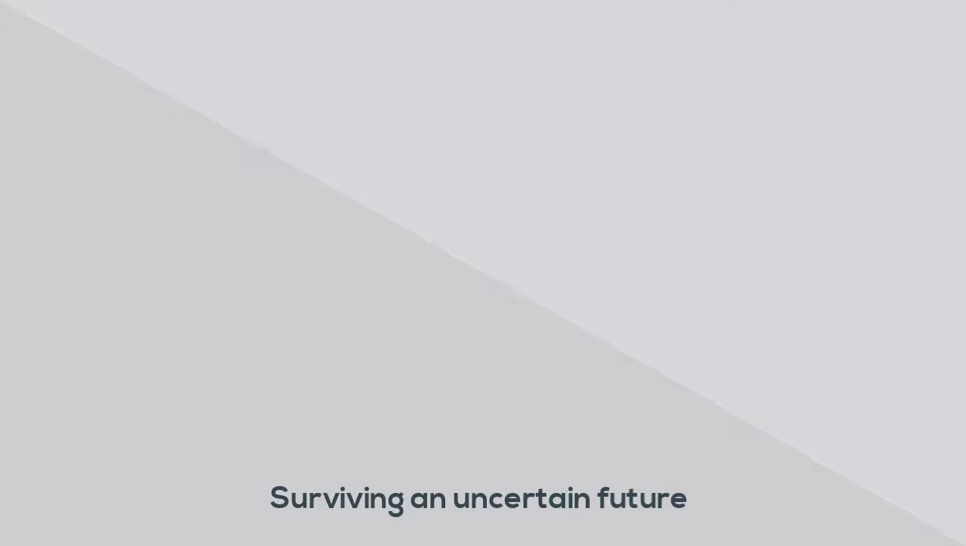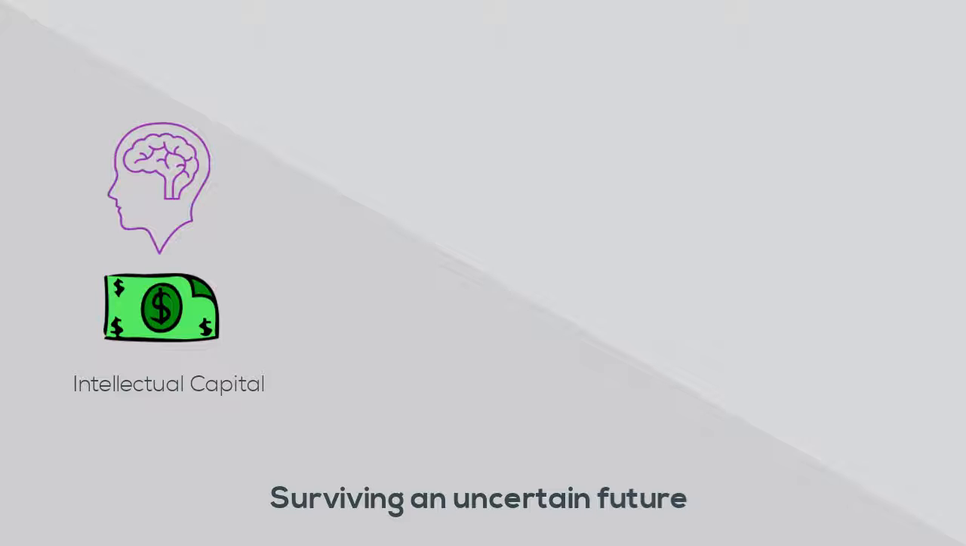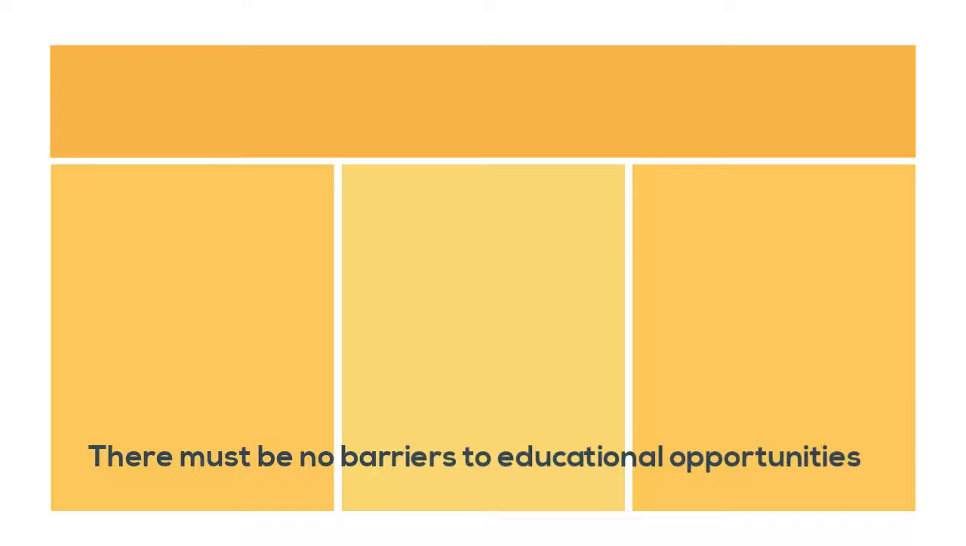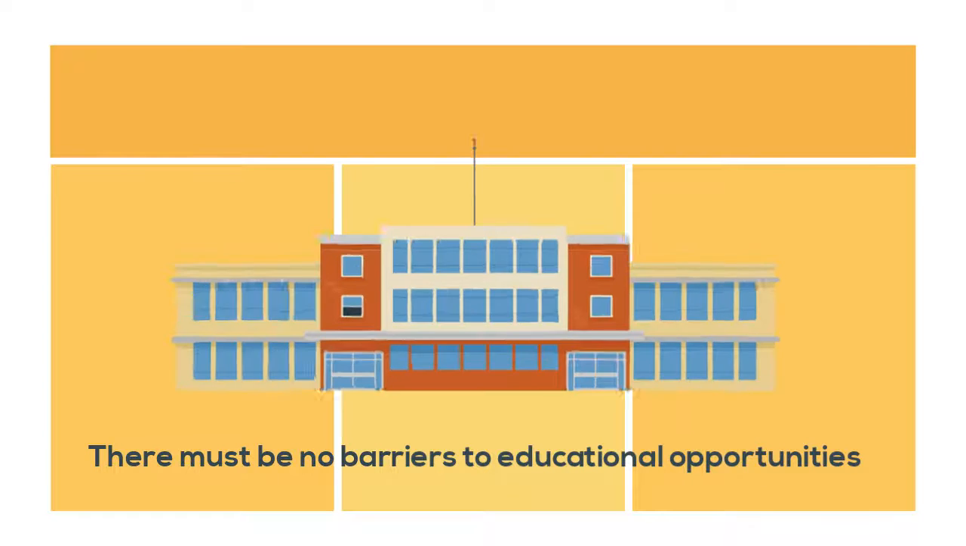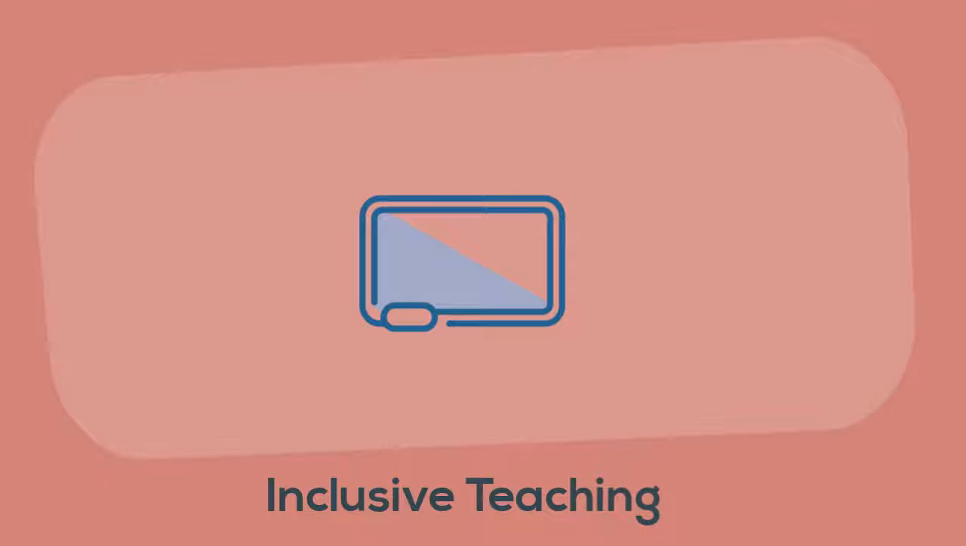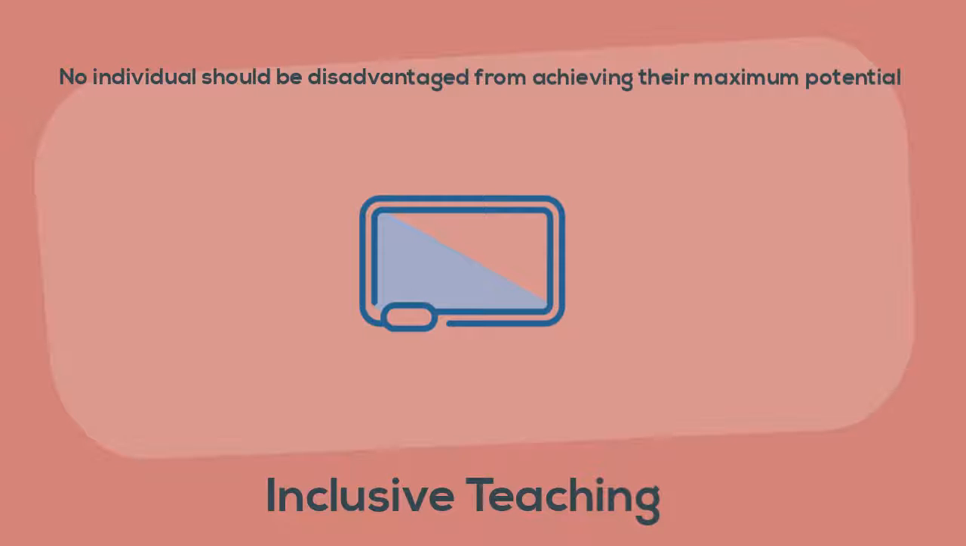Without capitalising on the potential intellectual wealth of learners from all backgrounds, the world may not realise the innovative health treatments and industrial processes it will need to survive an uncertain future. It is therefore increasingly important that universities ensure that there are no significant barriers to the educational opportunities that they offer. This is where inclusive teaching practice comes in. Inclusive teaching seeks to ensure that no individual is disadvantaged from learning and developing to their maximum potential.